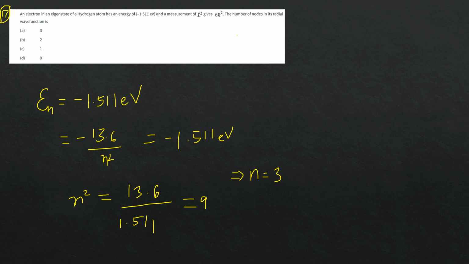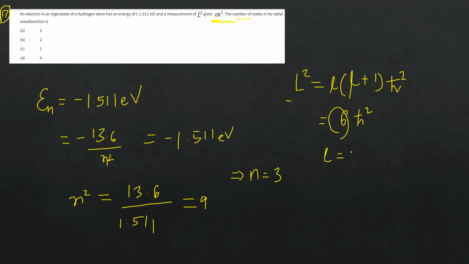So, see, the question is, the measurement of L square is equal to 6 h cut square. The number of nodes in its radial wave function. So, for L square, we know L square is L into L plus 1 h cut square, and that is equal to 6 h cut square. So for what value of L does this become 6? For L value 2, isn't it? For L equal to 2, L square becomes 6 h cut square.